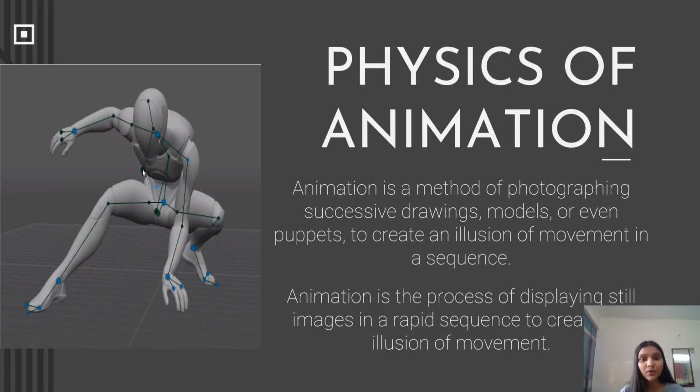First, let's understand what this term called animation is. Animation is a method of photographing successive drawings, models, or even puppets to create an illusion of movement in a sequence. Because our eyes can only retain an image for approximately 1/16th of a second, when multiple images appear in fast succession, our brain blends them into a single moving image. Animation is a process of displaying still images in a rapid sequence to create an illusion of movement.